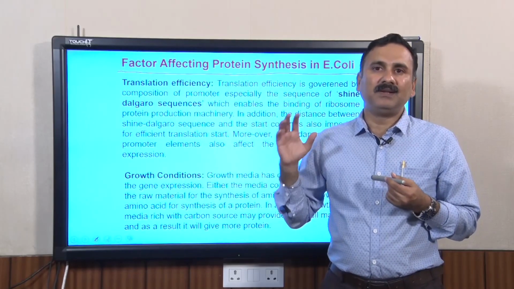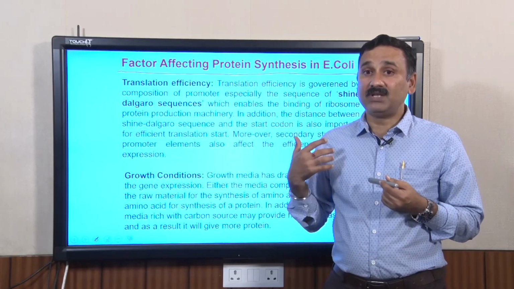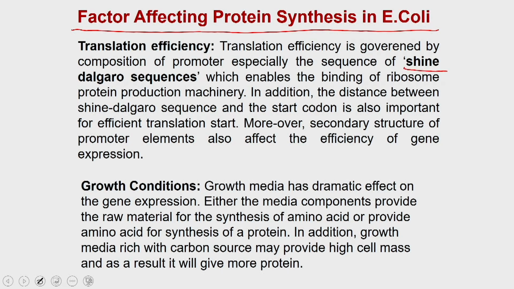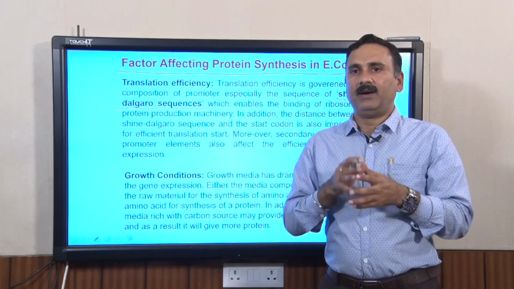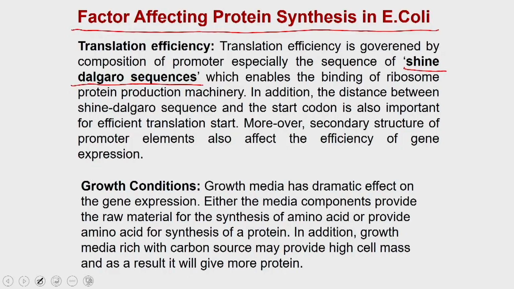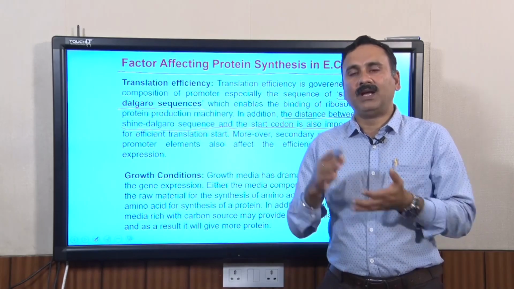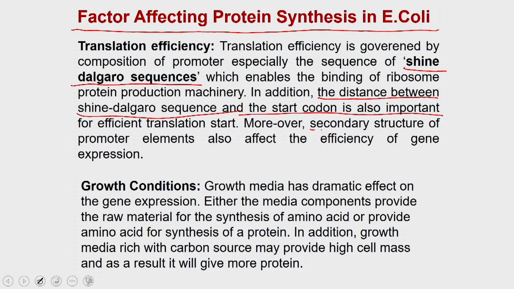Apart from the promoter as a deciding factor for the efficiency of protein production, you also have to consider another parameter called the Shine-Dalgarno sequence. The Shine-Dalgarno sequence allows the binding of the ribosome machinery to the recombinant DNA, and it controls the overall protein production from the particular clone. The distance between the Shine-Dalgarno sequence and the start codon is very important for efficient transcription as well as efficient translation of that recombinant DNA. Along with that, secondary structures present in the promoter also affect the efficiency of gene expression.